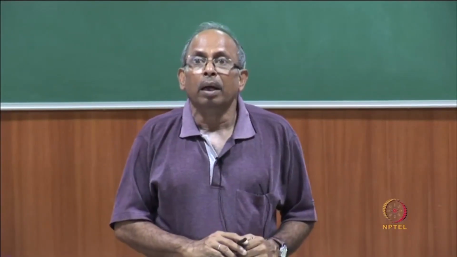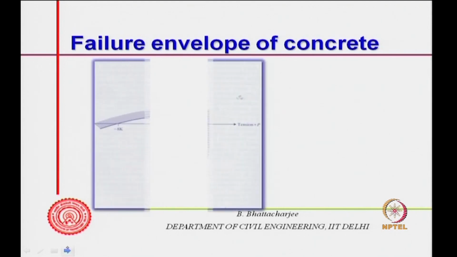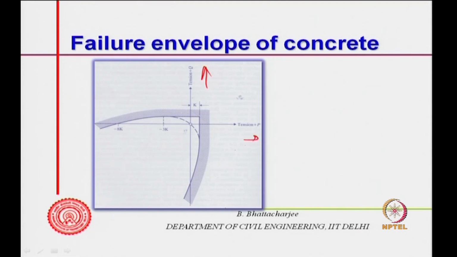Okay. Let us see the failure envelope of concrete under biaxial situation. That means, you have applied load in one direction and this is another direction, biaxial situation. So, this side is tension, this is compression, this is tension, this is compression. So, P is applied here, minus P is compression. So, that is the failure envelope of concrete. That means, this is the boundary.